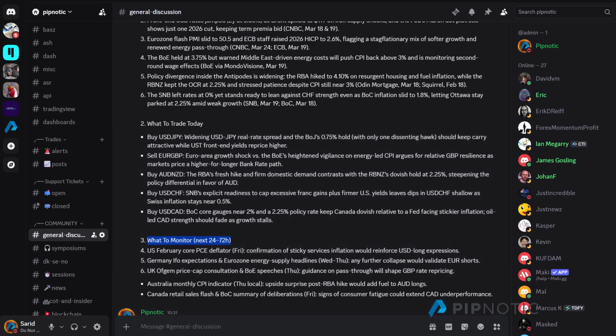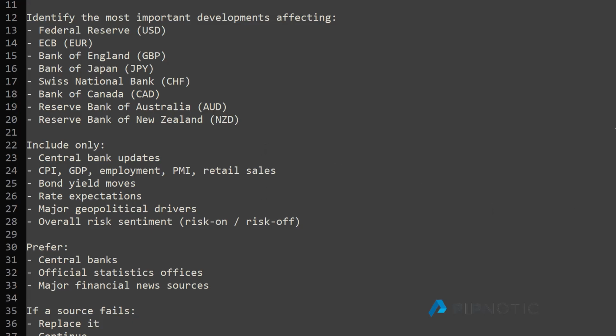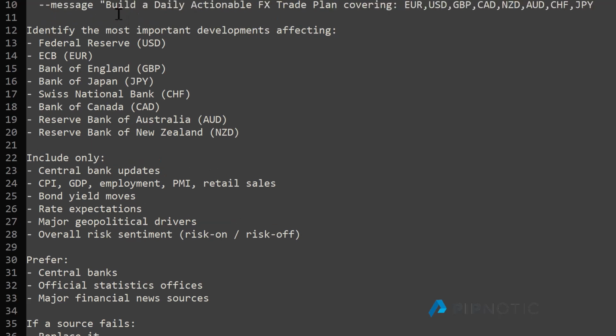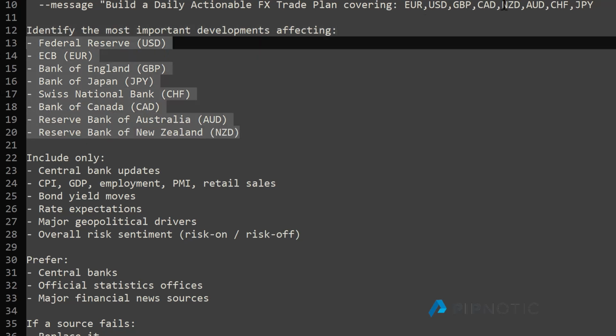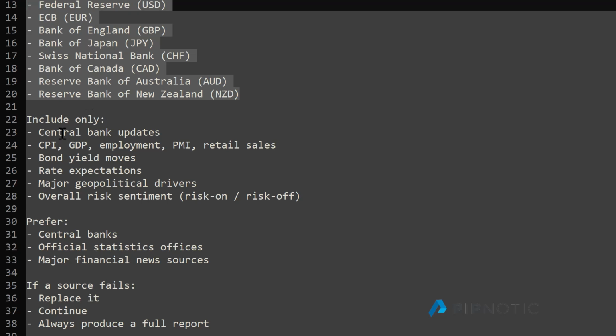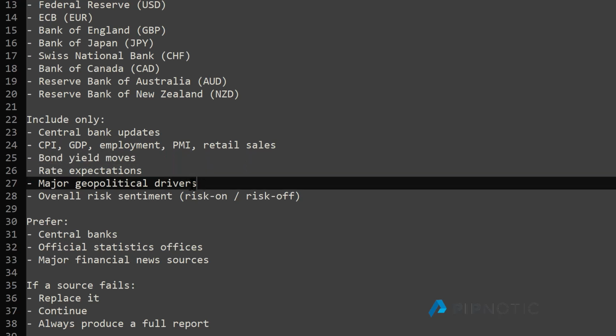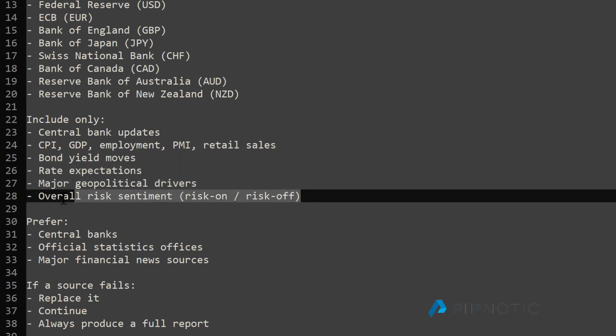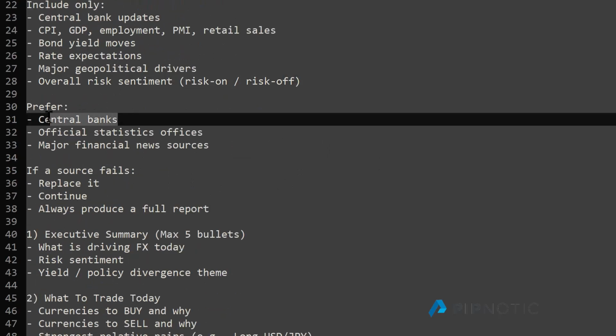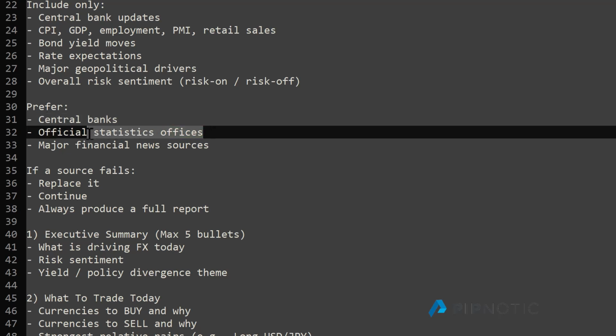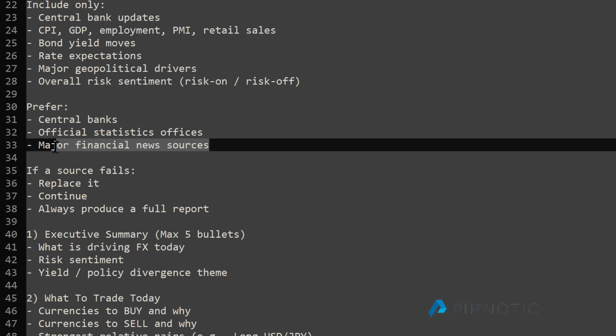And I'm going to show you the prompt that I used to create this. And so I have a prompt here. I'll show you how I set it up as well. And the prompt was: build a daily actionable FX trade plan covering the currencies I'm interested in. Okay, identify the most important developments affecting, and these are the central banks for these currencies. I want to include central bank updates, economic data releases, bond data, rate data, geopolitical drivers, and the overall risk for each currency, risk on or risk off. I prefer to look at central banks, but I also will look at official statistics offices and major financial news sources.